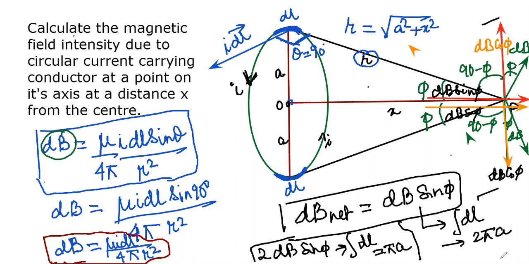Another thing I would like to tell you before I go: what is sin phi? Can I not write sin phi is equal to perpendicular, that is A divided by R? So sin phi is therefore A upon R. So I quickly move on to the next part.